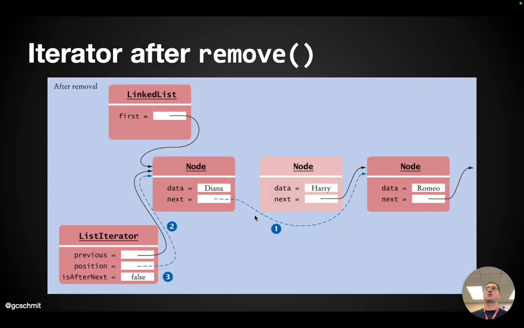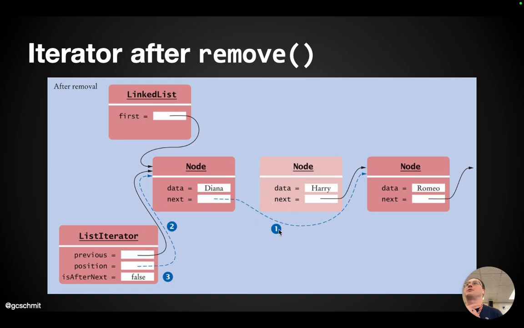Okay. Again, broken down into 3 steps. First step, the node whose data is Diana. This is the node before the Harry node. This next now needs to refer to the node after Harry. It needs to refer to the node whose data is Romeo. So we have to change this reference here.